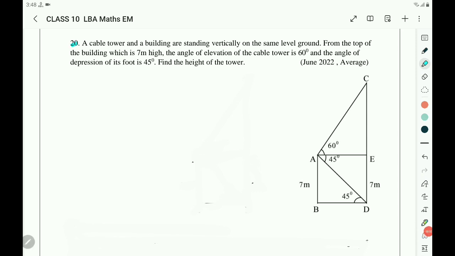Question number 20. A cable tower and a building are standing vertically on the same level ground. From the top of the building, which is 7 meter high, the angle of elevation of the cable tower is 60 degree and the angle of depression of its foot is 45 degree. Find the height of the tower. Here is a building and the cable tower is on the building. ABDE is a building and CE is a cable tower.